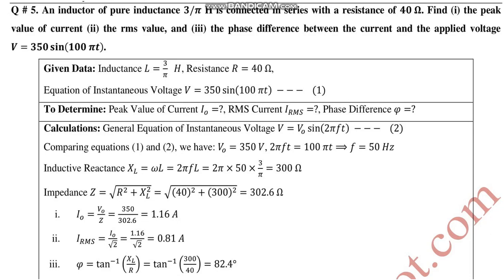Now last, third, phase angle, that is tan inverse XL over R. So XL has a value 300, and R has a value 40. That's given in the question. If we solve by using calculator, we get the answer 82.4 degree.